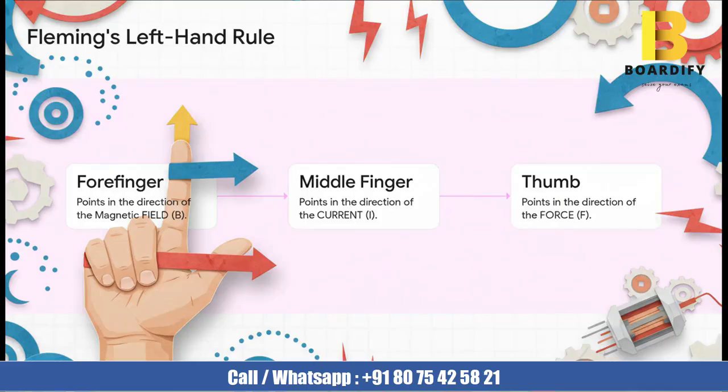Make an L with your thumb and forefinger, then stick your middle finger straight out, so they're all at 90-degree angles to each other. It's simple. Your forefinger points in the direction of the magnetic field, your middle finger points in the direction of the current, and then your thumb automatically points you in the direction of the force. A good way to remember it is FBI. Force is the thumb, B for the field is the forefinger, and I for current is the middle finger.